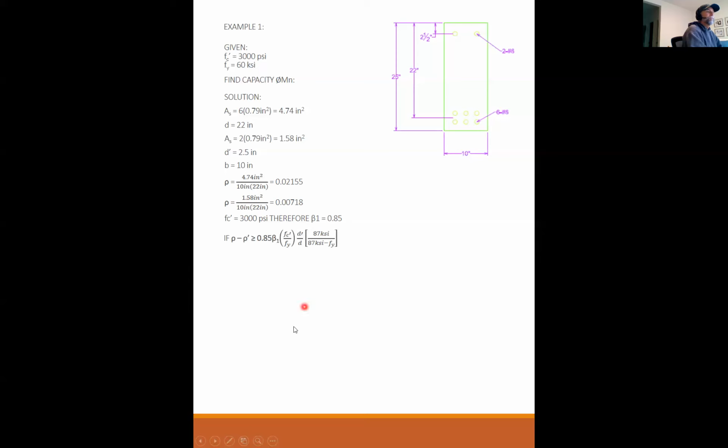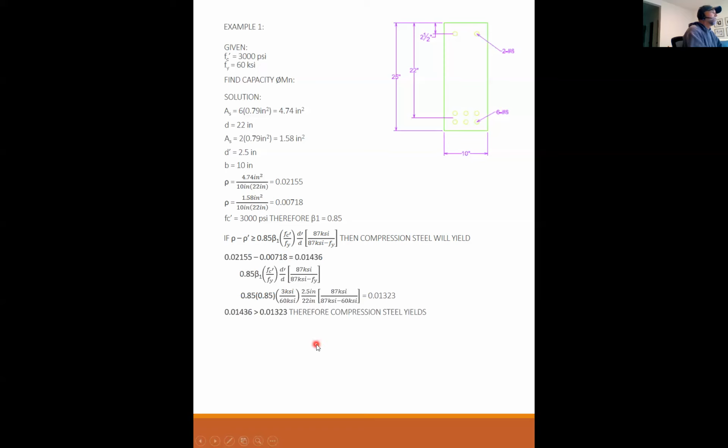So we do our test. If rho minus rho prime is greater than this term, then the compression steel will yield. So we plug in rho, we plug in rho prime, and I get 0.1436. And in this expression, I plug in my values. Beta 1 is 0.85, f'c is 3, Fy is 60, d prime over d, 87 over 87 minus 60. And I get 0.1323. So rho minus rho prime is greater than this term.